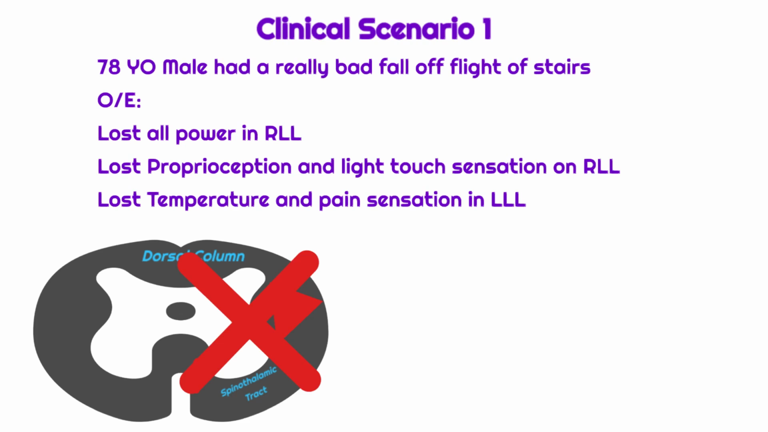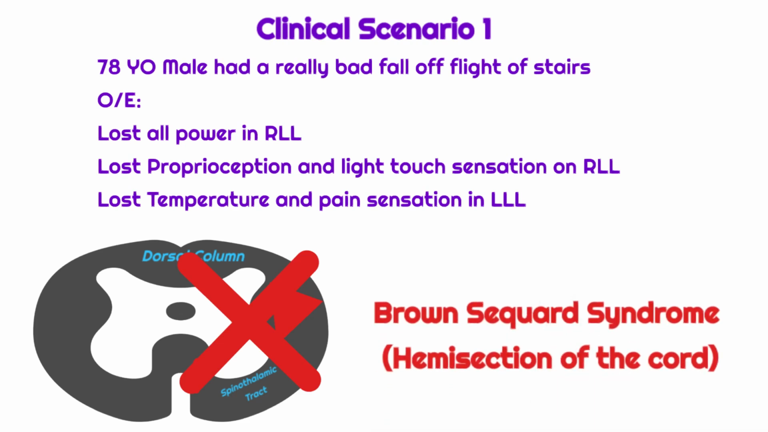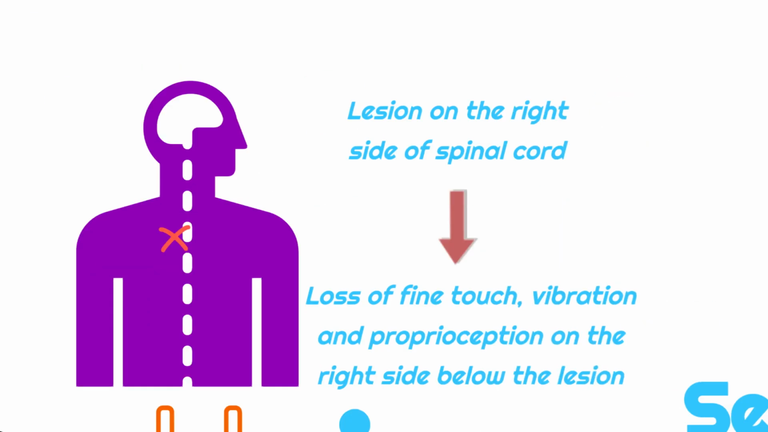So this is a case of Brown-Séquard syndrome, or hemidissection of the cord, where the trauma caused injury to one side of the spinal cord. It gives ipsilateral loss of corticospinal and dorsal column functions, and contralateral spinothalamic function loss. Right? So you see how using this neuroanatomy now helps us in diagnosing syndromes, clinical scenarios.